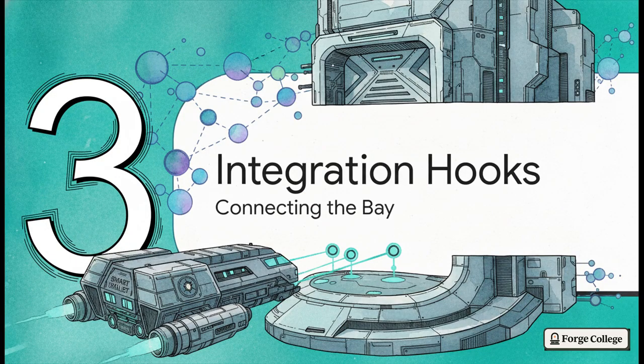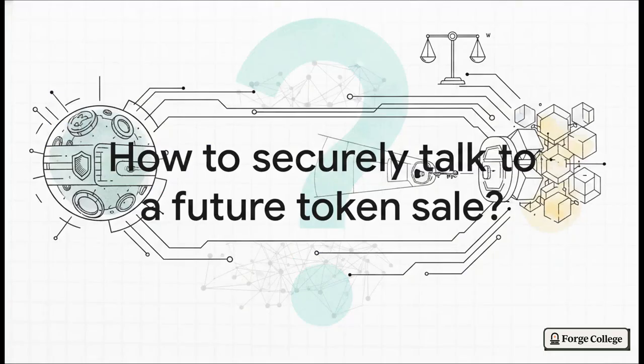Okay, Section 3. Wiring the integration hooks, also known as connecting the docking bay. I want you to think of this phase as building a highly secure docking bay. Because sure, a smart wallet on its own is great and all, but its true power, that comes from interacting with the broader decentralized ecosystem.